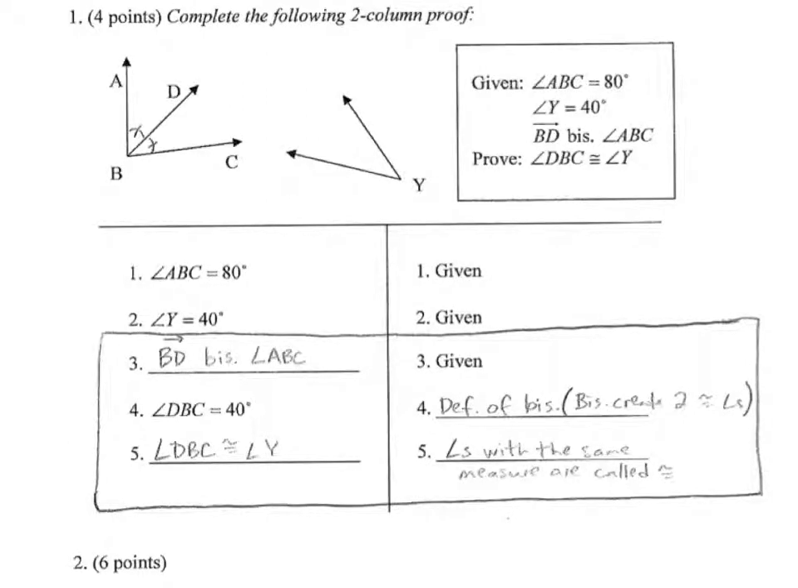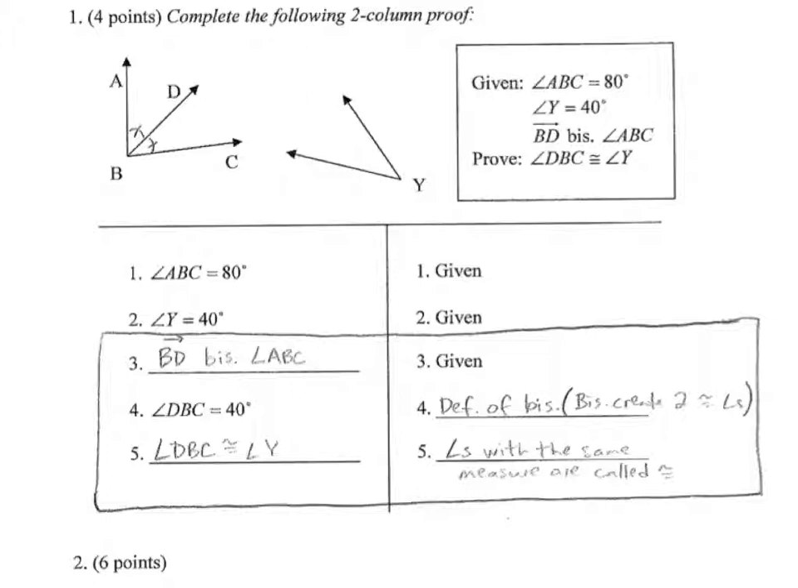If you're watching this video, you are looking at your second quiz of the year. It includes some of the material from our 2-column proofs. It has some bisectors, trisectors, and midpoints as well. The first question here, a proof is written for you.